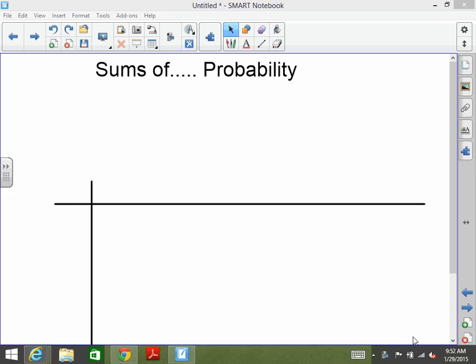Take out a piece of paper, and at the very top of your paper, I want you to write "Sums of Probability" as your title.